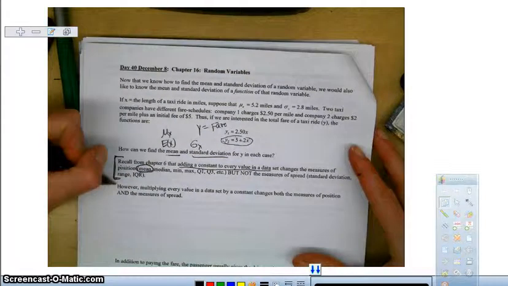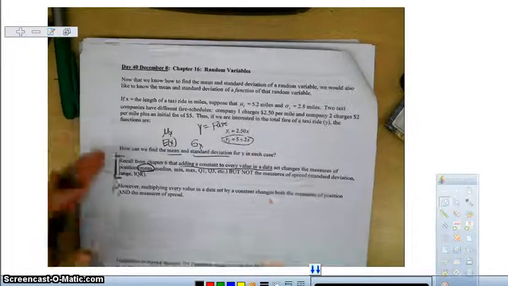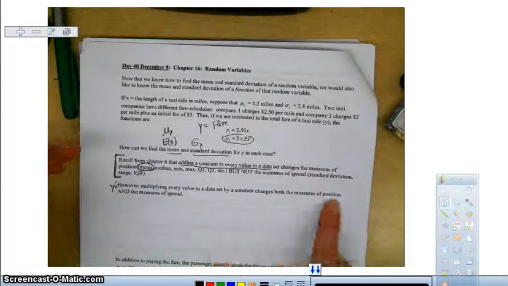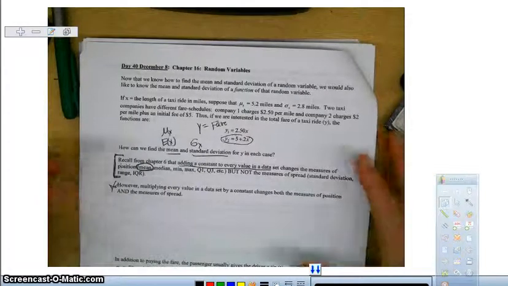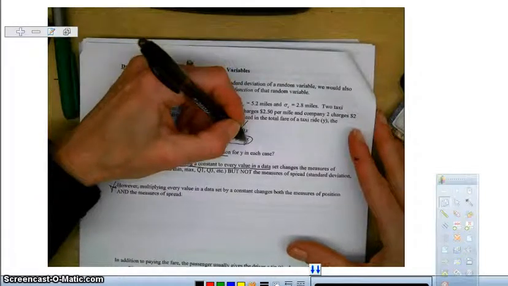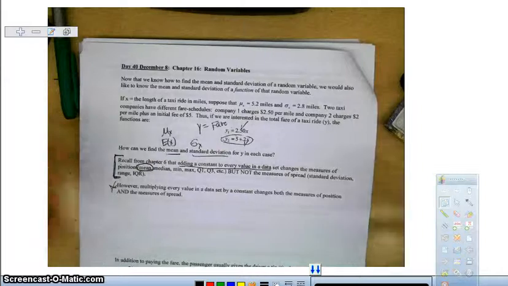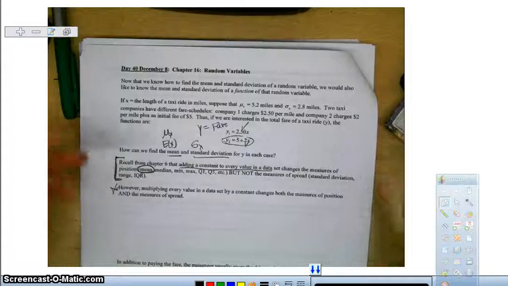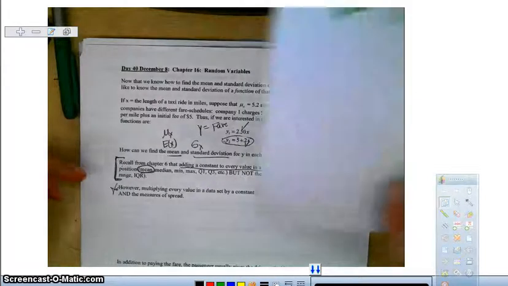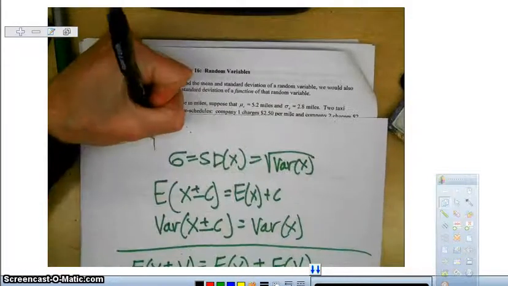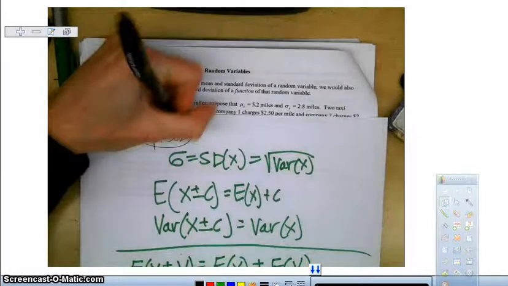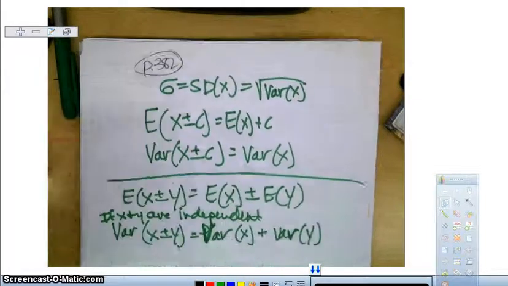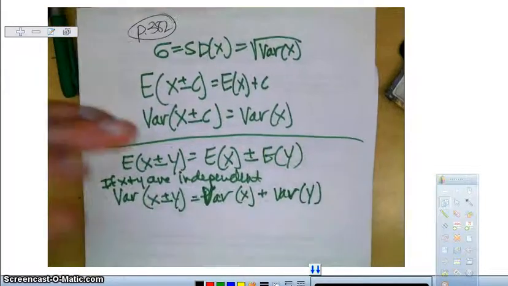Okay, but when you multiply a value in a data set by a constant, it changes both the measures of position and spread. So multiplying by 2 and 2.5 is going to change both the mean and standard deviation of the number of miles or the cost. So we've got some formulas that we want to look at here, and these are from your book, from page 382. These are the formulas that we're using today in all of our problems.